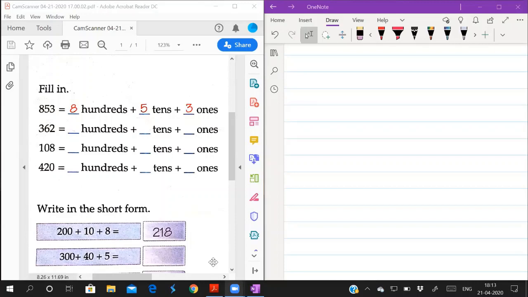Good morning, everybody. Yesterday we studied to identify the figures of hundreds, tens and ones. Today we are going to study how to write numbers in expanded form. So, let's begin with the example.